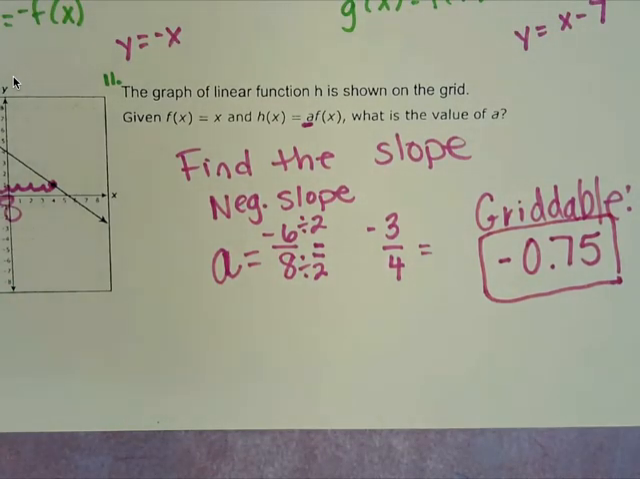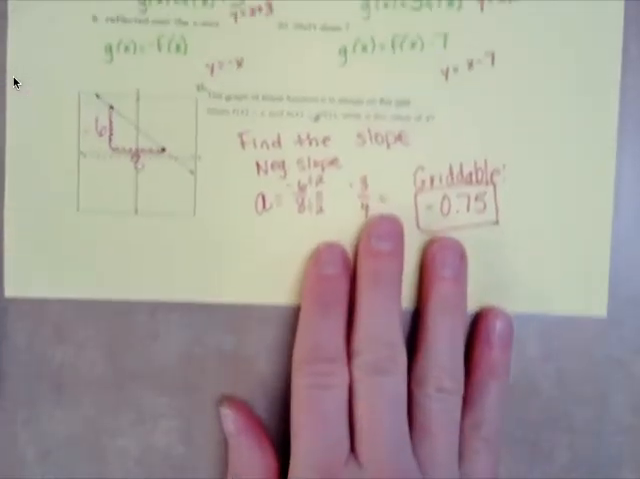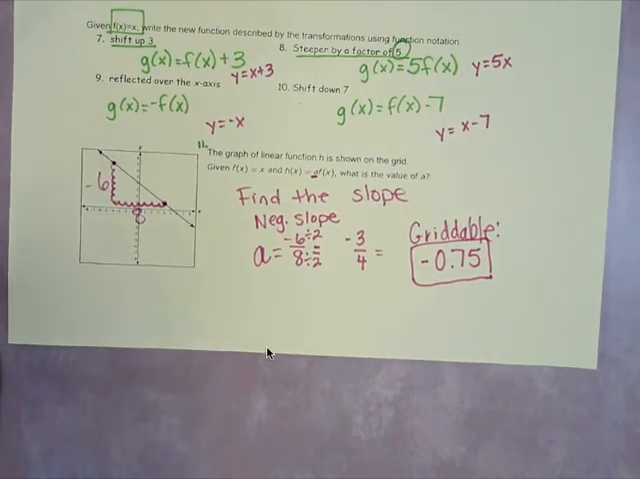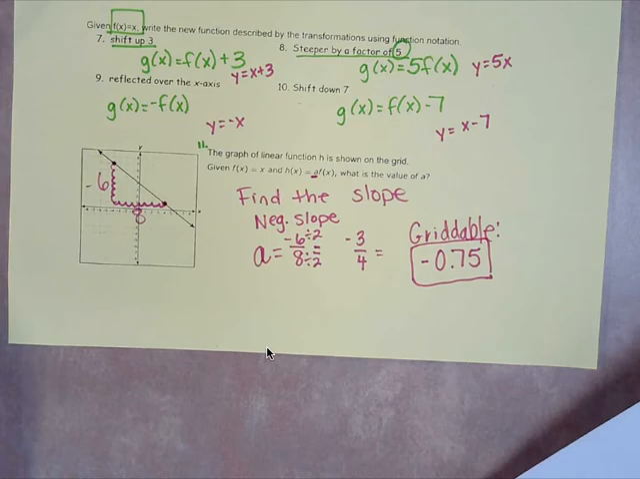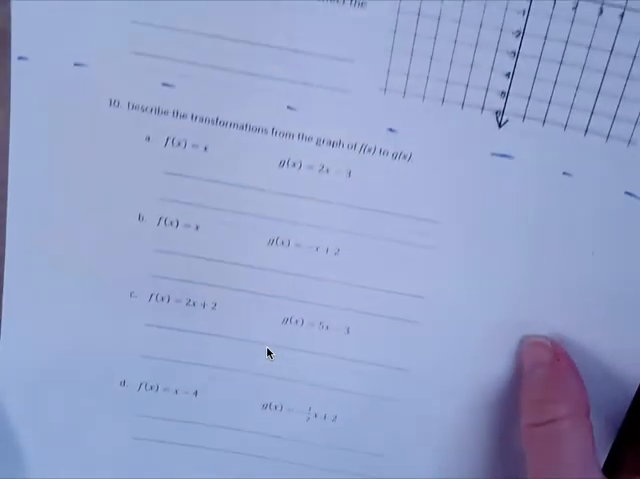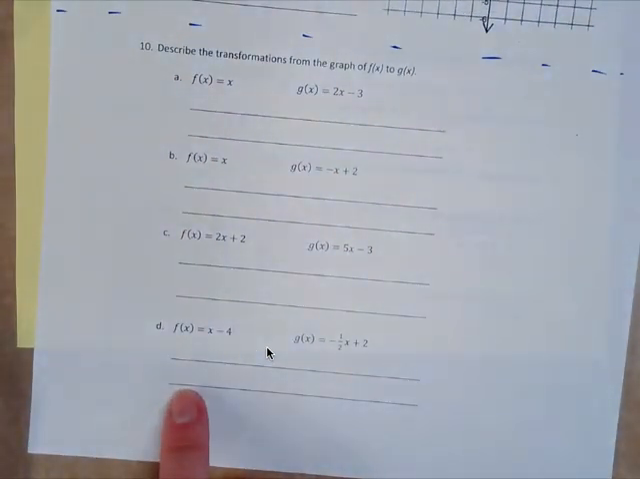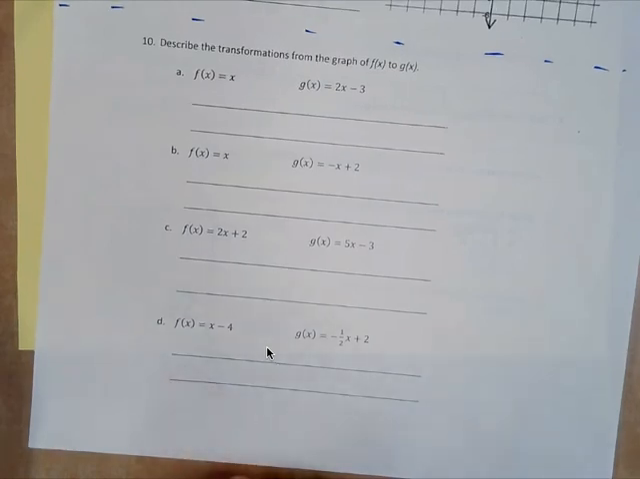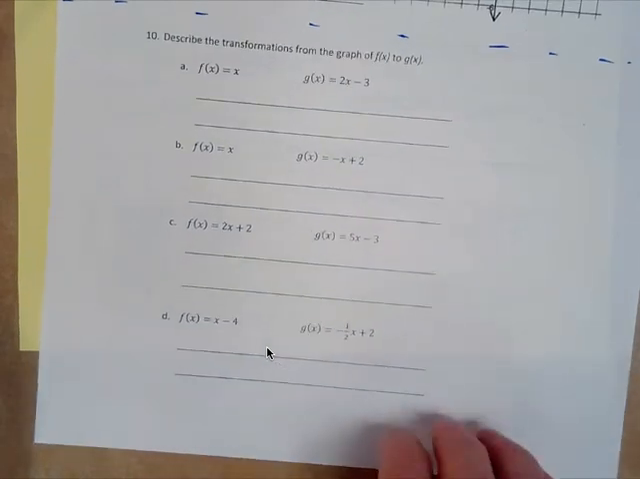Glue this in your journal. And with your table groups, this is your last thing. Just do number 10, A through D. And then you'll turn this in.